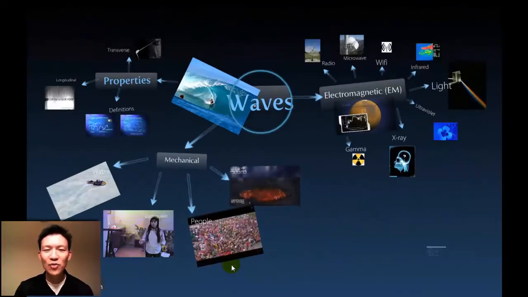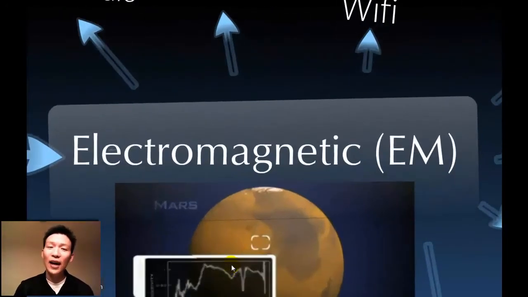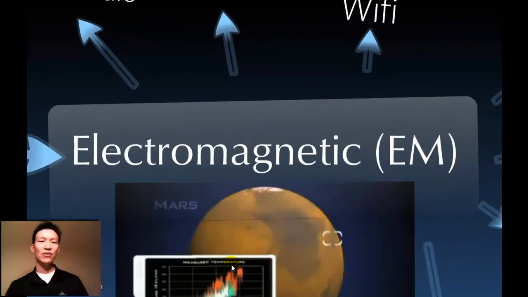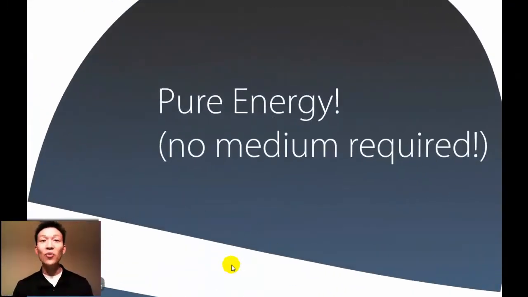The other main type of wave, besides a mechanical wave, is an electromagnetic wave. And the key idea to an electromagnetic wave, EM for short, is that it's pure energy. No medium is required whatsoever. And actually, this is only something discovered in the last 120 years or so.